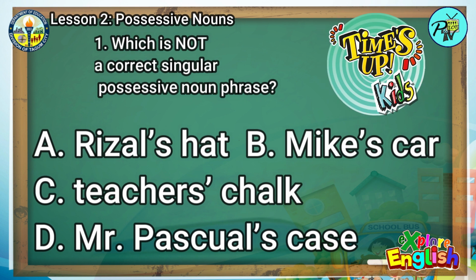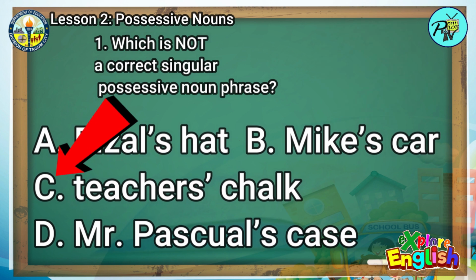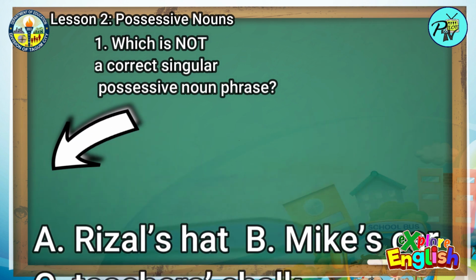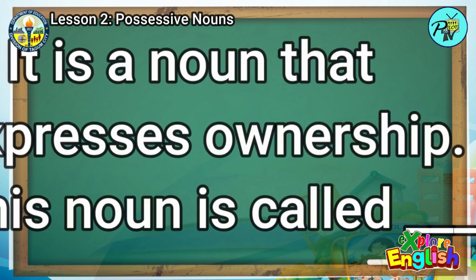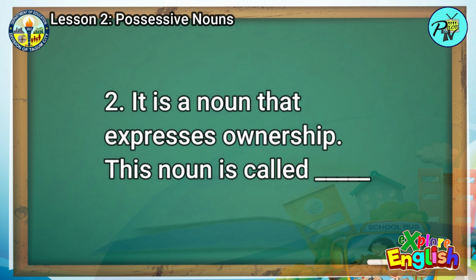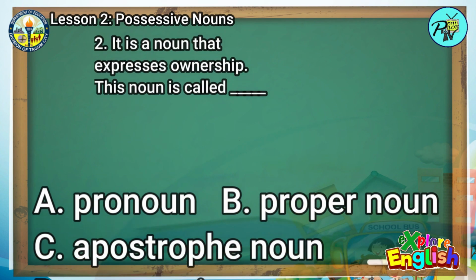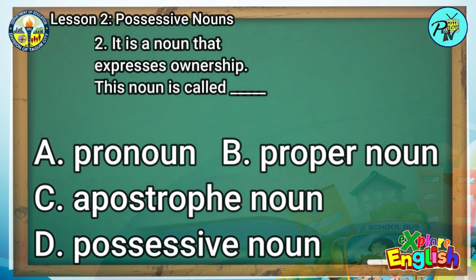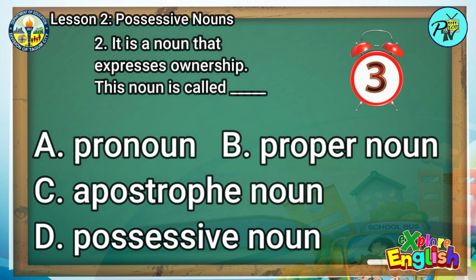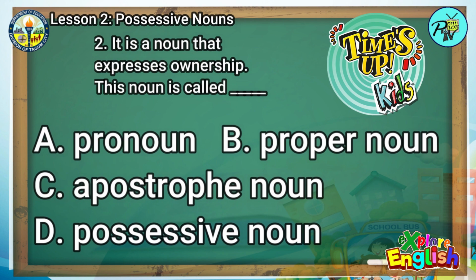Now what is your answer? Correct! The answer is letter C. Item number 2. It is a noun that expresses ownership. This noun is called A. Pronoun, B. Proper noun, C. Apostrophe noun, D. Possessive noun. The correct answer is letter D.